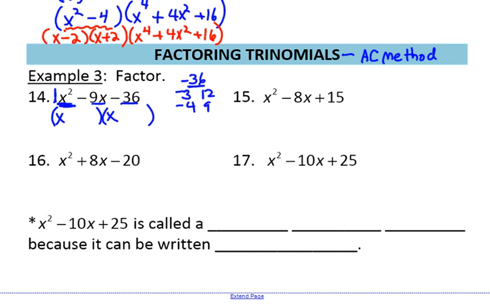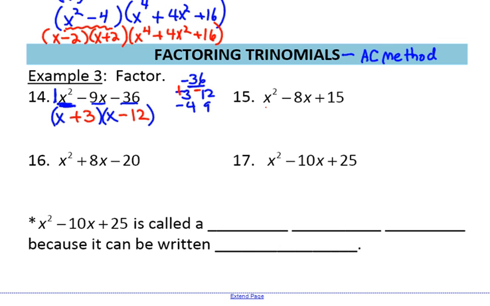And we want them to add to be negative 9, and this top one adds to be positive 9. So I'm going to make this positive and this negative. So I have plus 3 and negative 12, and I'm just going to fill these in right there. The 2 numbers multiply to be negative 36, and they add to be negative 9.